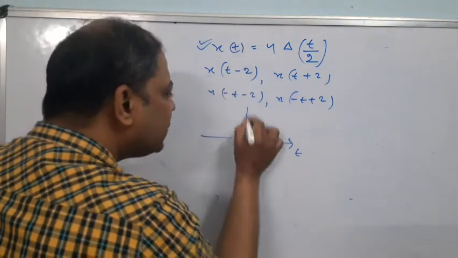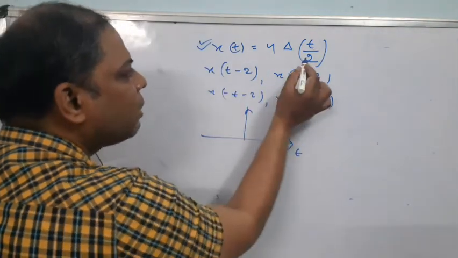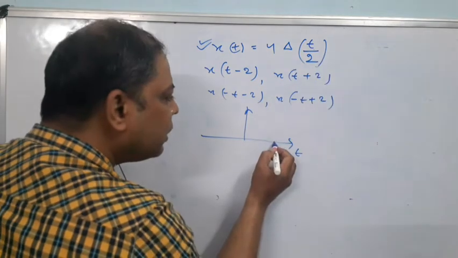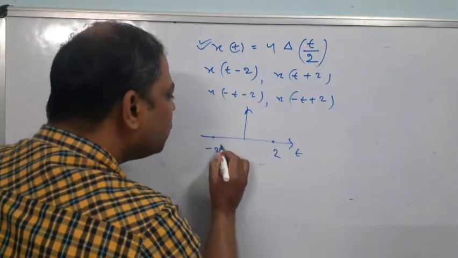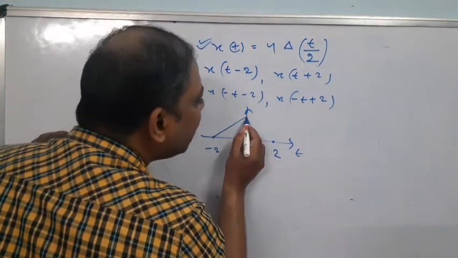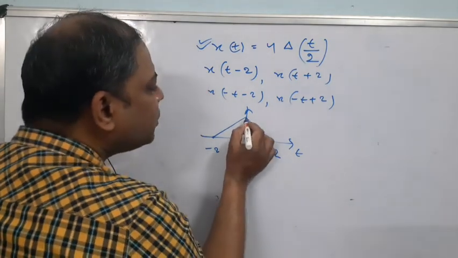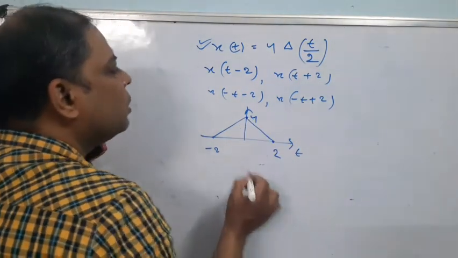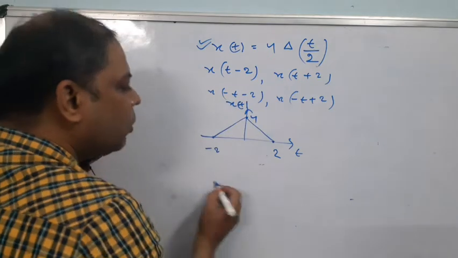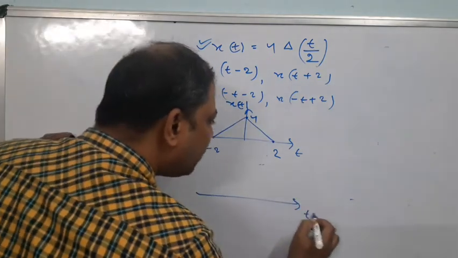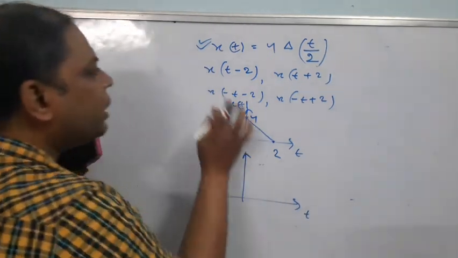So now x of t is known to you. This is your x of t. So triangular signal, 2 means one side width. So here 2, here minus 2. Now this is the triangular signal. So what is the maximum height? 4. This is your x of t. Now, one by one you just plot very quickly. So first you just mark x of t minus 2.